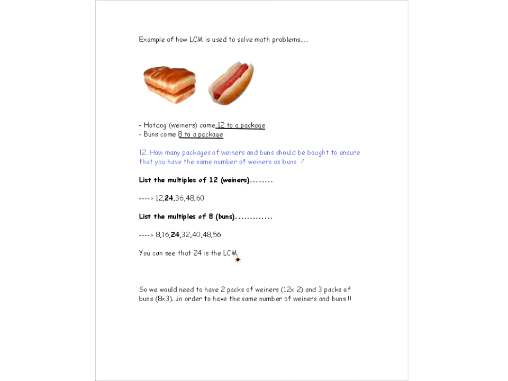So because that's the lowest common multiple, here is how that fits in with our problem. We would need to buy 2 packs of wieners, so 12 times 2 gives us 24, and we're going to buy 3 packs of buns, so 8 times 3 is also going to give us 24. So can you see why it would be 24 here? Because if we buy 24 with either buns or wieners, that's going to give us the same number.